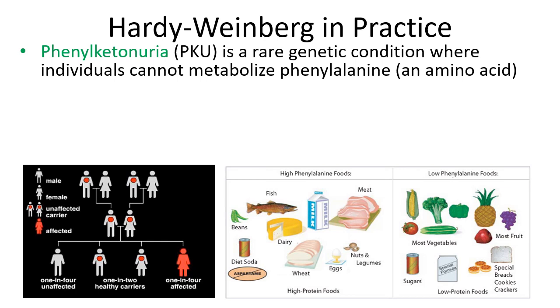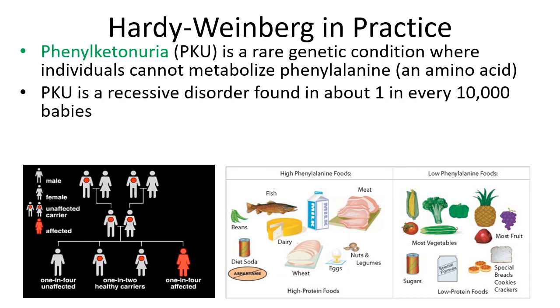Phenylketonuria is a rare genetic condition where individuals cannot metabolize an amino acid called phenylalanine, which is found in meat, dairy, eggs, nuts, and other high protein foods. It's also a principal component of aspartame. So when aspartame breaks down in your body, phenylalanine is one of the components. And so people with phenylketonuria cannot eat those foods. It's a recessive disorder found in about 1 in every 10,000 babies. Okay, so that means you have to be homozygous recessive in order to actually show the disease. But lots of people can be carriers of the gene of the condition, but not actually have PKU.